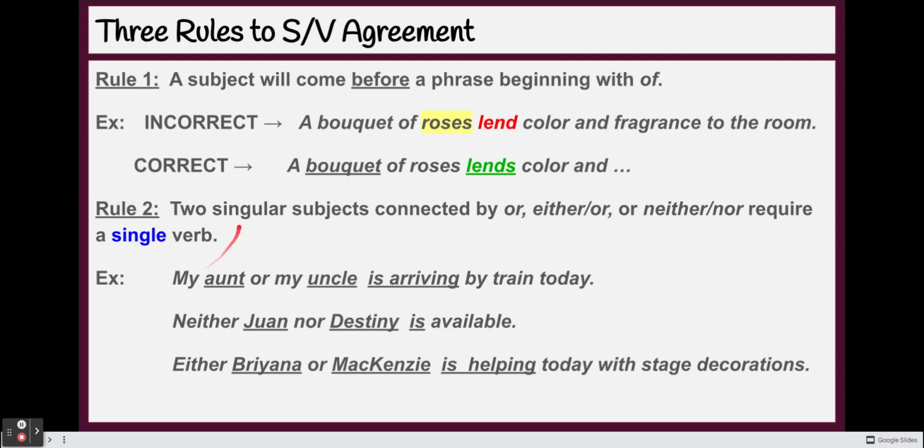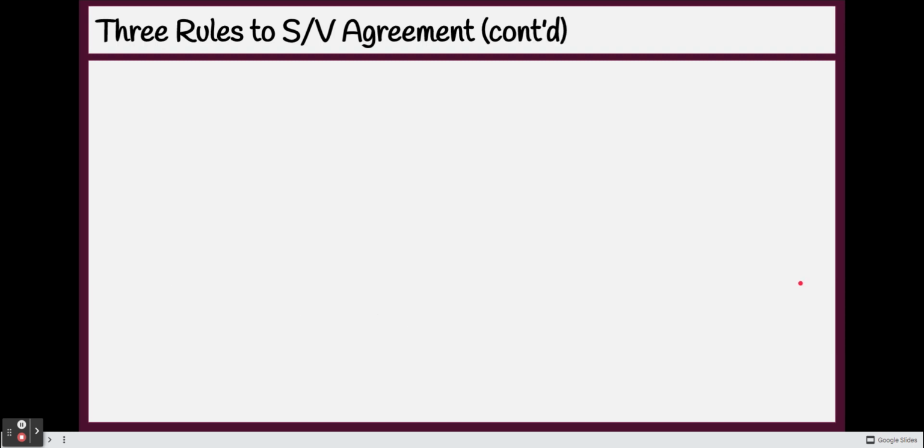If you have any questions on Rule 2, do let me know. Same thing with Rule 1. I feel like the more practice and exposure you have to these, the easier it will be for you to kind of figure out subject-verb agreement for sentences like this and more. We have one more rule to go over with regards to subject-verb agreement. Here's the last one.